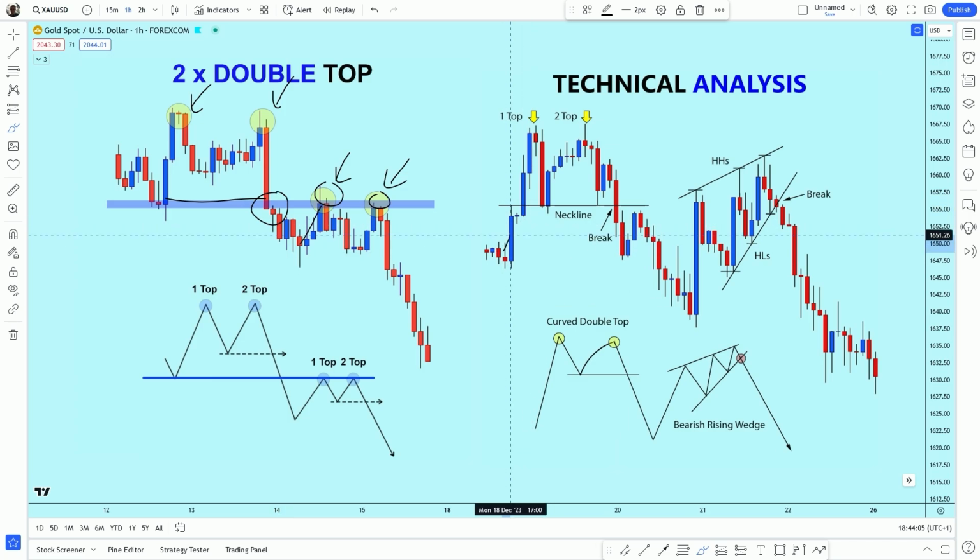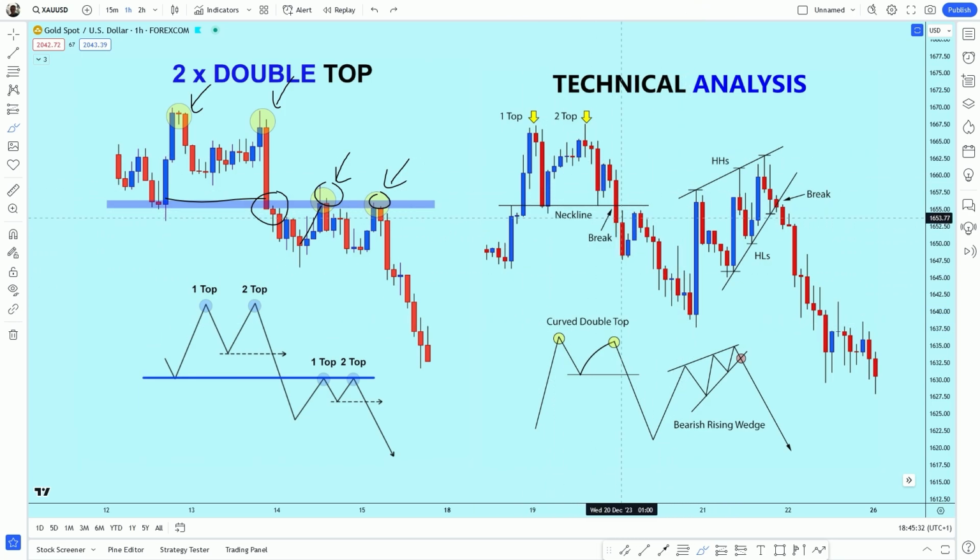In this example here, we can see this curved double top formation, and then price formed a move down to break this neckline and continue to go down. Then we can see a bearish rising wedge, but I'm not going to talk about this pattern here. For now, we just want to focus on a double top. We can also say that price retested this neckline. As you can see, price broke it, and then we can see these two bullish candlesticks that basically retested this neckline here, and price continued to go down.